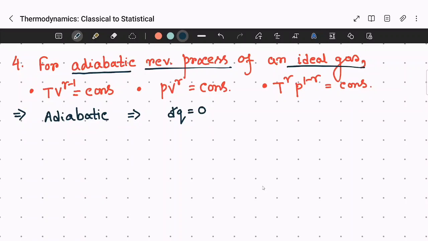And in a reversible process, we know that a very small amount of change is going on there. So that's called a reversible process. And it is an ideal gas, so obviously it will follow the ideal gas equation, that is PV equals nRT, or for 1 mole, PV equals RT. Okay, so now we have to prove it.